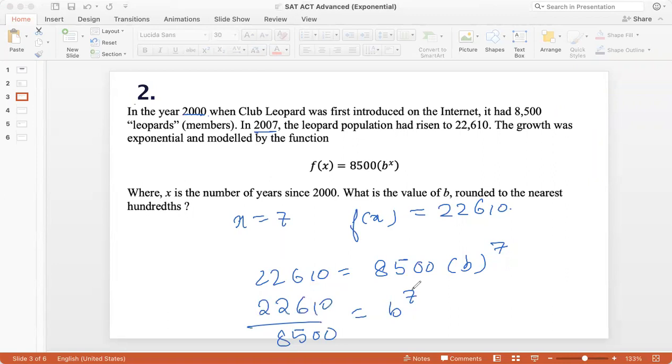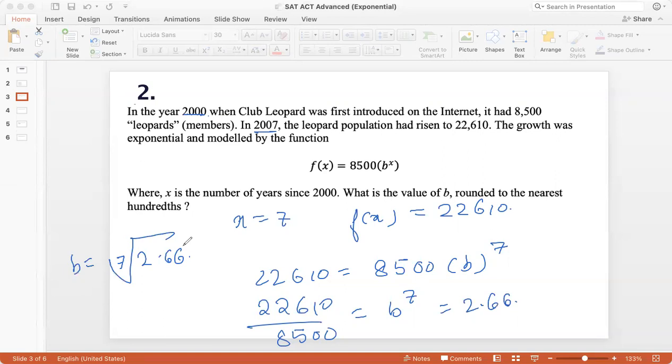So that is 22,610 divided by 8,500. So that's 2.66. So b^7 is 2.66. So b will be the 7th root of 2.66, which is to say that it would be 2.66 to the power 1 divided by 7, right? That's what b would be.